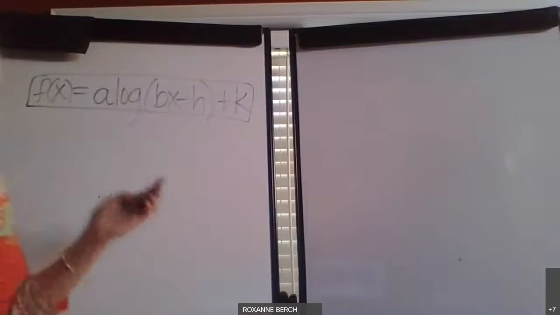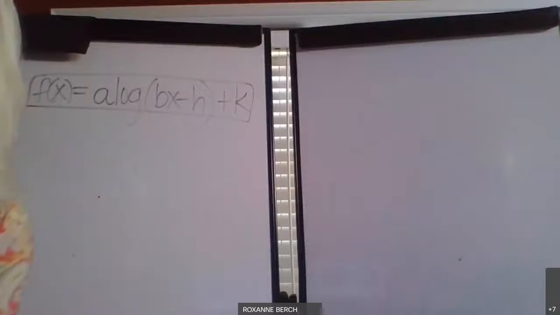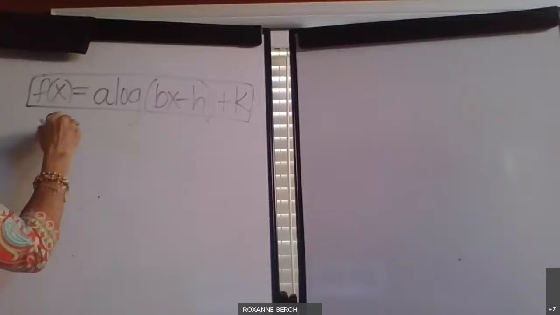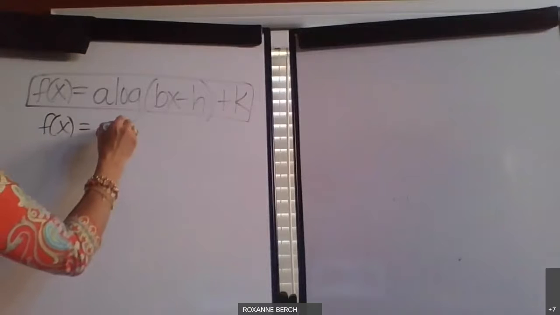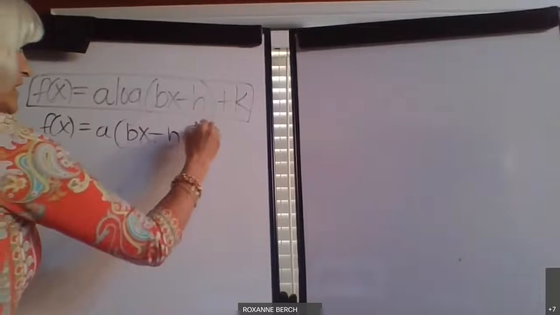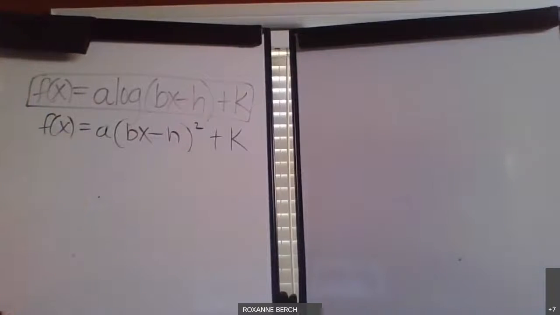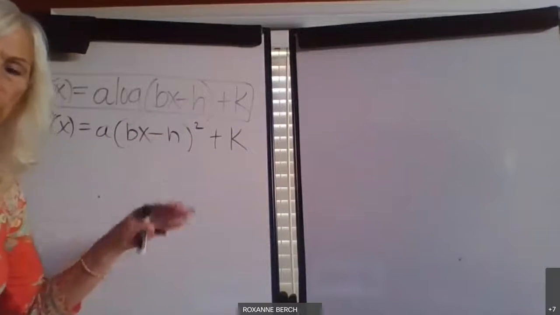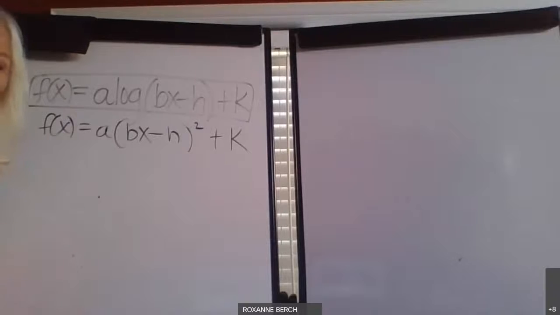Now you haven't seen this, but it works just like the quadratic. So remember the quadratic, it looks like a times (b(x minus h)) quantity squared plus k. It also works like the absolute value, the cubic, the cube root. They all work the same.